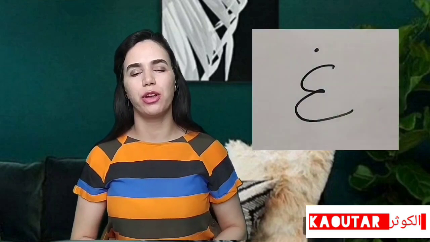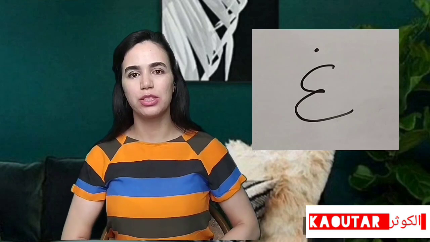The next letter we learn is Ghain. This one is like the French R. It looks just like the Ain, except that it has a dot on the top. It sounds similar to the sound we make when we gargle, a sound that comes from deep in the throat. Listen carefully.